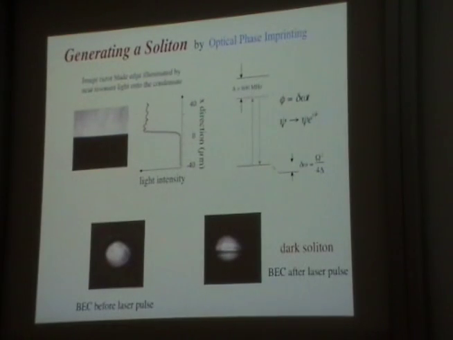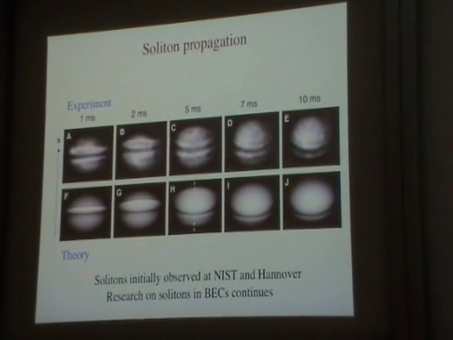And so in order to generate the soliton, what we did is we wrote a phase step onto our BEC using this phase imprinting technique that I described for diffracting atoms. What you can do is illuminate half the BEC with light, so that half the BEC gets a phase shift due to the AC Stark shift, and the other half of the BEC doesn't. If you choose the intensity and the pulse duration just right, you can write a phase step of pi across the BEC. And what you see after that is the generation of a soliton in our Bose-Einstein condensate. So here's some of the first experiments we did on generation of solitons.